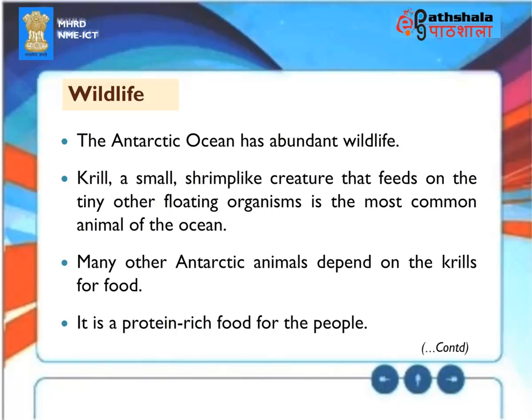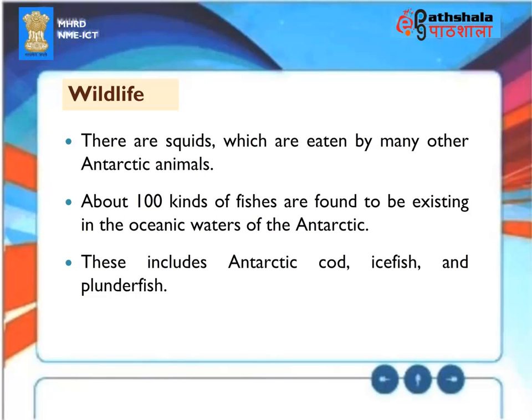Wildlife. The Antarctic Ocean has abundant wildlife. Krill, a small shrimp-like creature that feeds on tiny floating organisms, is the most common animal of the ocean. Many other Antarctic animals depend on krill for food. It is a protein-rich food for people. There are squids, which are eaten by many other Antarctic animals. About 100 kinds of fishes are found in the oceanic waters of the Antarctic. These include Antarctic cod, icefish, and plunderfish.